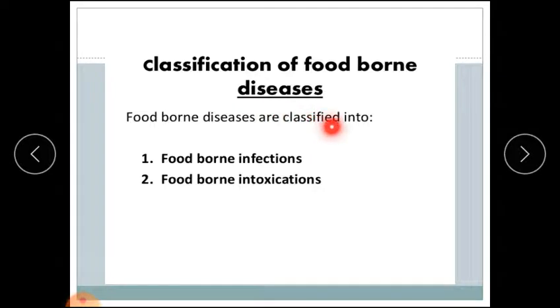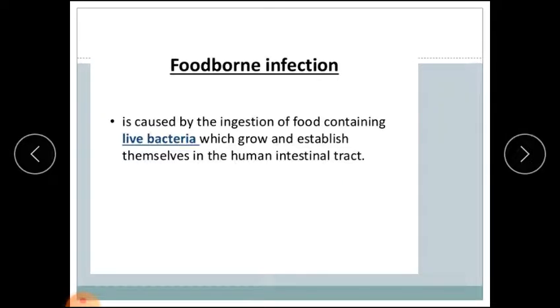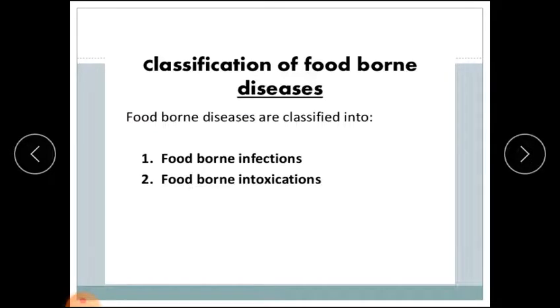So foodborne diseases are classified into two parts. One is called foodborne infection and the other is called foodborne intoxication, which is also called food poisoning. So today we are going to study in detail foodborne intoxication. Now first, before going to the main point, we will see what is meant by foodborne infection and foodborne intoxication.